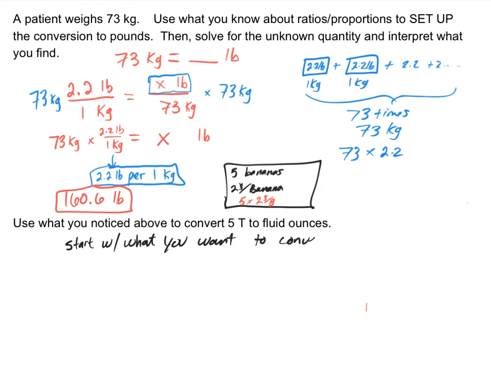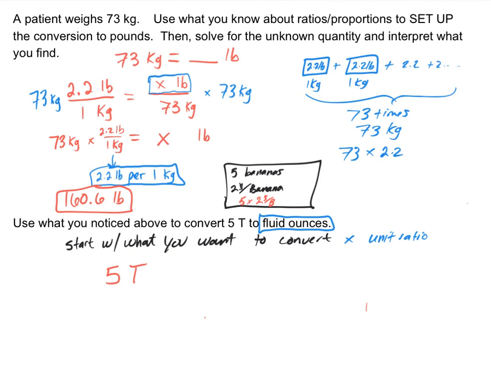And in this problem, what we want to convert is 5 tablespoons. So we're starting with 5 tablespoons, and I'm going to multiply by a unit ratio. Specifically, that unit ratio needs to give me some information based on the number of fluid ounces. What I'm specifically looking for is how many fluid ounces are there in 1 tablespoon? That's what I want to know. How many fluid ounces are there in 1 tablespoon?